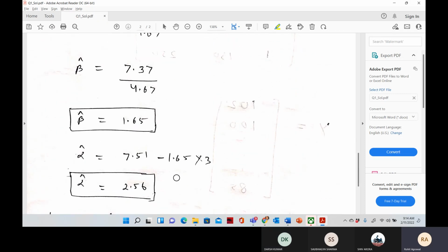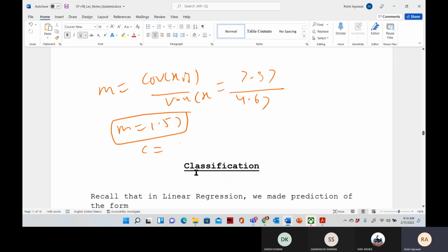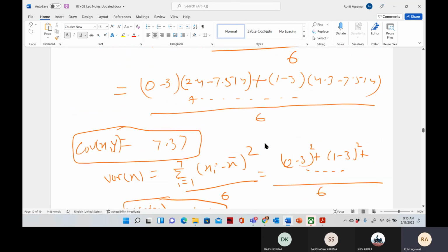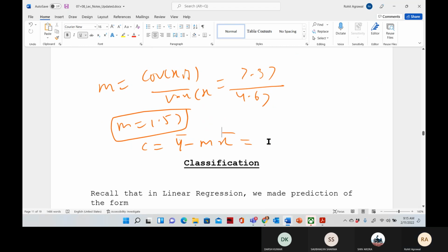Yeah, okay, and then we will use this formula. So what will be our c value, y bar minus m x bar, so we will use y bar and x bar. What was our y bar? Our y bar was 7.514. So 7.514 minus 1.57 into this 3. So just calculate the c value.